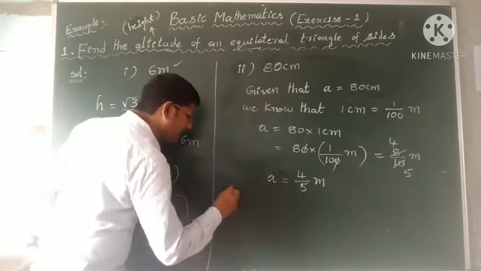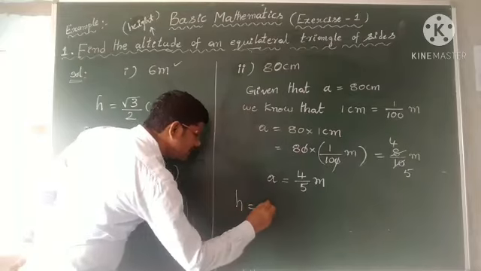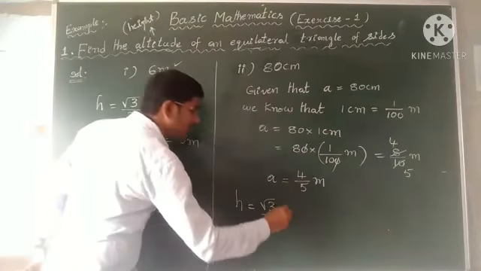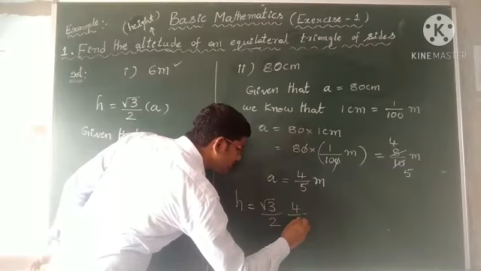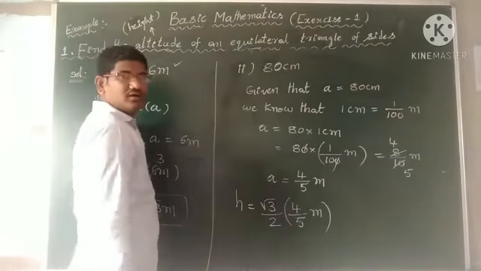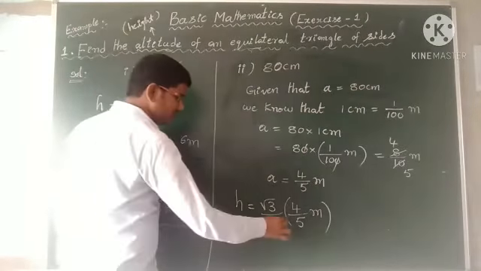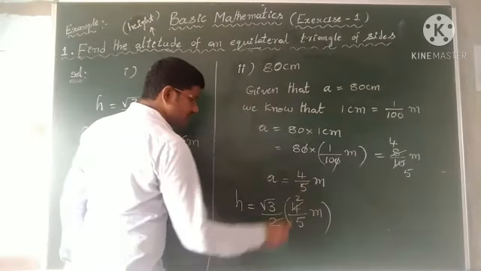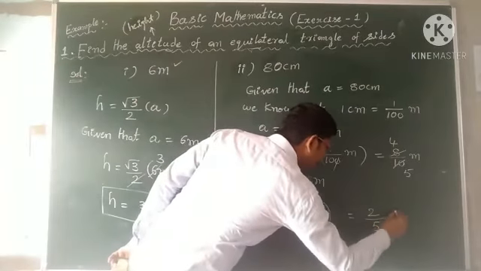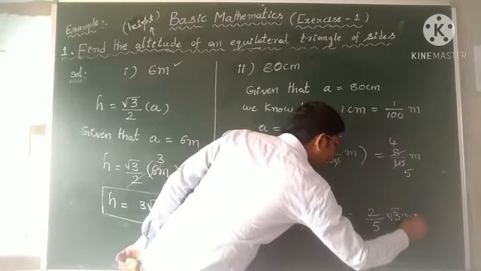Then by the height formula, h is equal to root 3 by 2 into a. The a value, how much, my dear students? 4 by 5 of a meter. Then do the calculation. 2 2s are, so you will get 2 by 5 into root 3 meters.